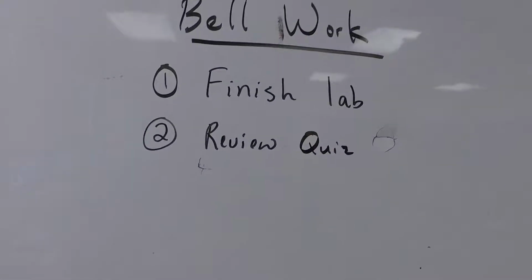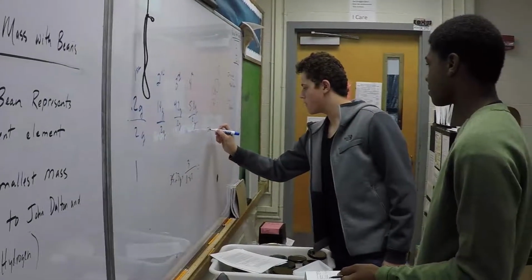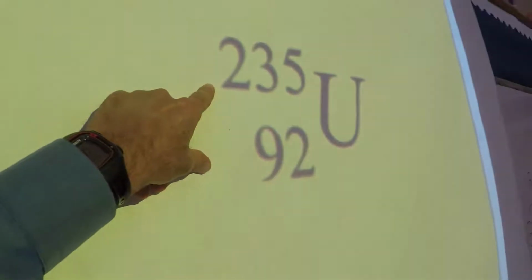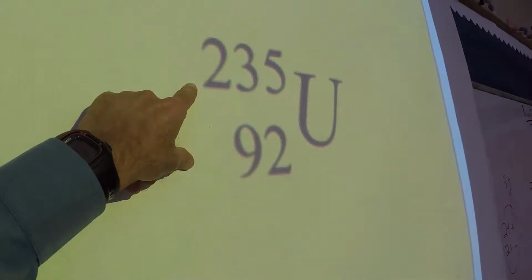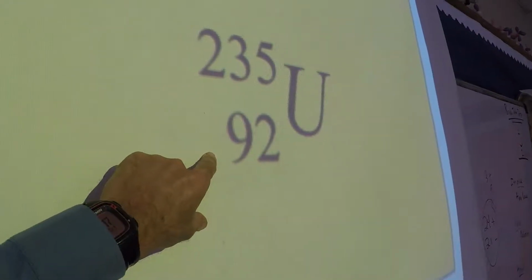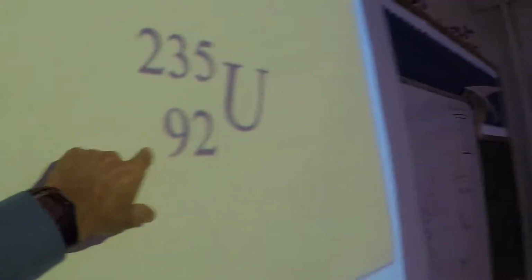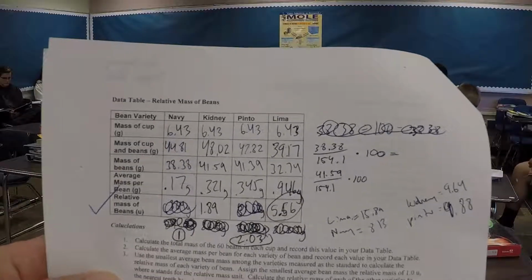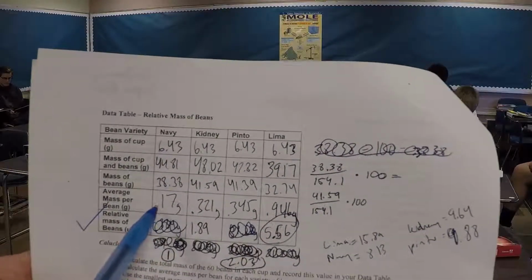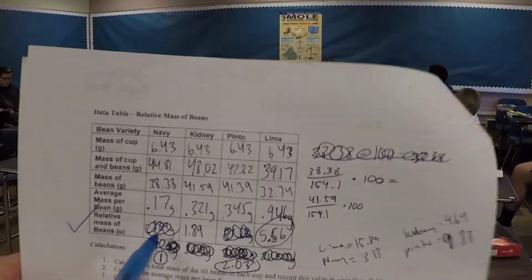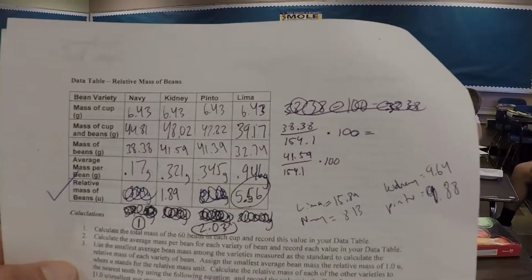What is it, 2, 3? Yeah. All right, 1, 2, 3. Big mass. Small atomic number. Specifically, the smallest mass divided by itself gives you 1. That is correct. Good job.